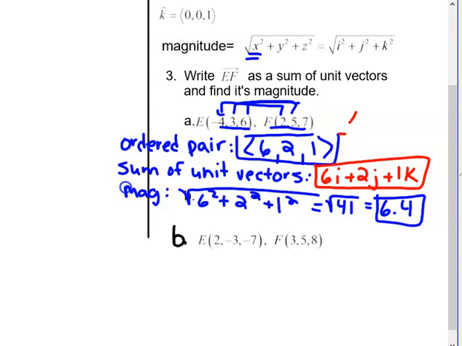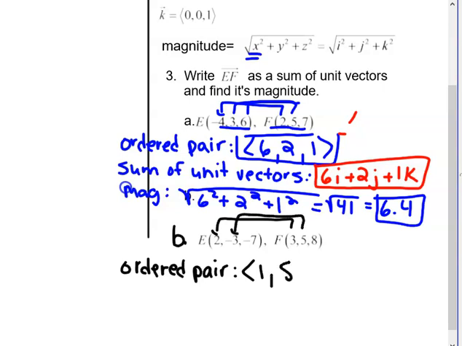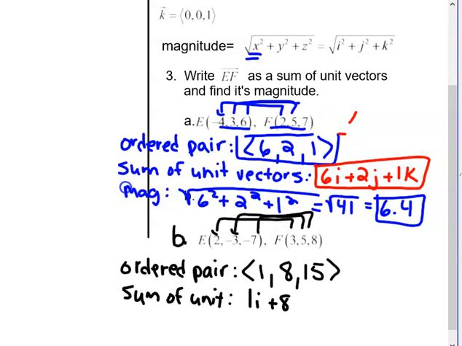All right, so just one more example. Ordered pair, 3 minus 2, 5 minus negative 3, 8 minus negative 7. So there's my ordered pair. If I write this as the sum, this would be 1i, 8j, 15k. Now just remember, if it's a negative, like if we're negative 15, I would write minus 15.